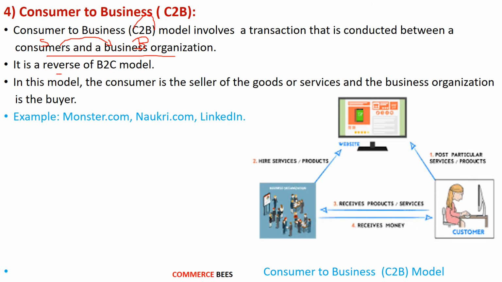It is the reverse of B2C. In B2C, business is selling their products or services to the consumers, and in C2B, the customers are selling their products to the business organization. In this model, the consumer is the seller of the goods or services and the business organization is the buyer. If we take examples of monster.com, naukri.com, LinkedIn, all these are examples of C2B websites, and here is the diagrammatical representation of the consumer to business, that is the C2B model.